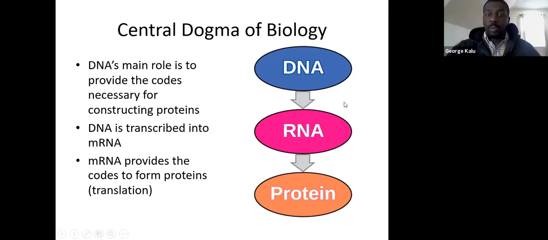We're going to start with some DNA. Our DNA is eventually going to get transcribed into RNA, or messenger RNA, and then that RNA is going to be used and translated to help us form some proteins. And then these proteins will be able to perform various functions throughout the cell and throughout our bodies.